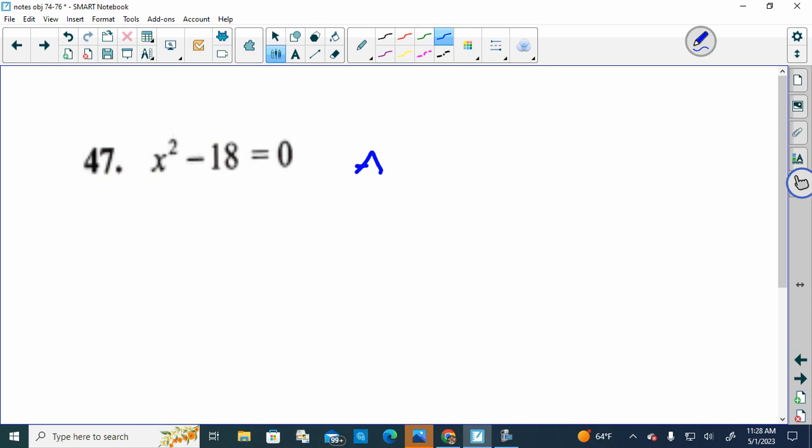Okay, what is my A? What is my B? 0, because there is no B, right? There's no X, just X squared by itself. Okay, and then C is negative 18. Okay, so I have a negative B. Do I have a B? No, so I don't even need to write that first part. So then I go straight to the positive and the negative.